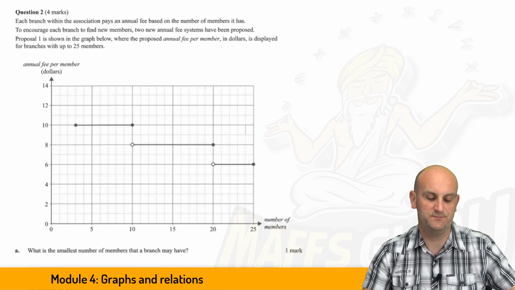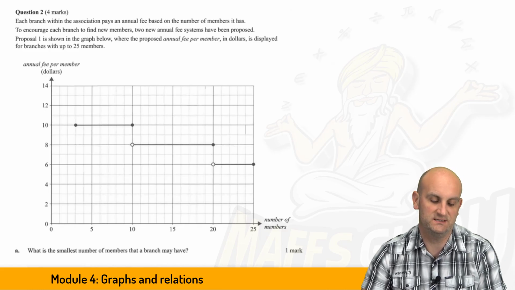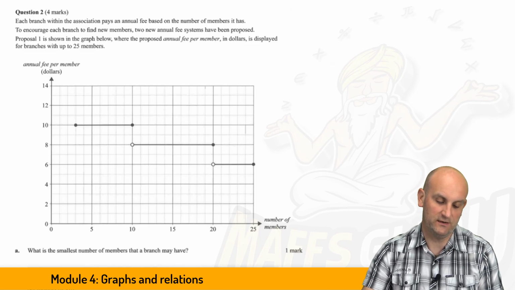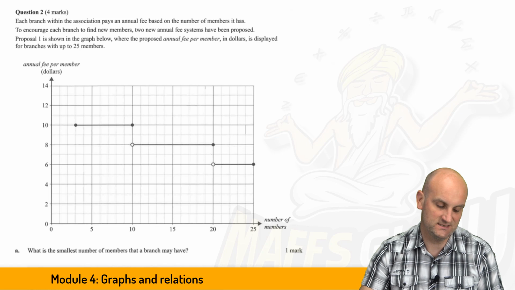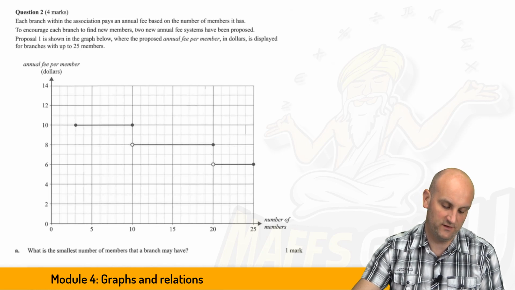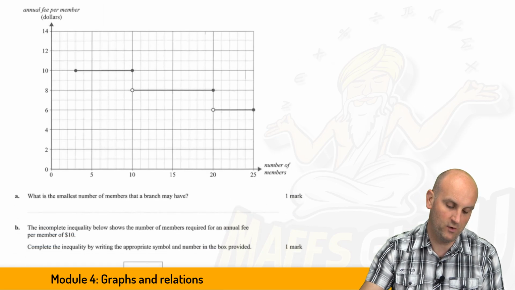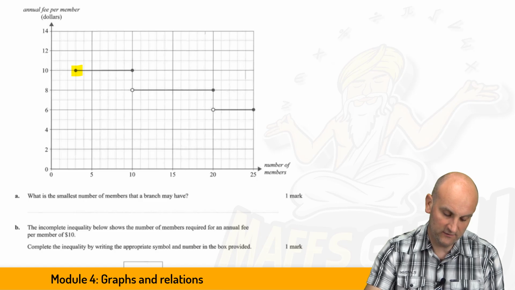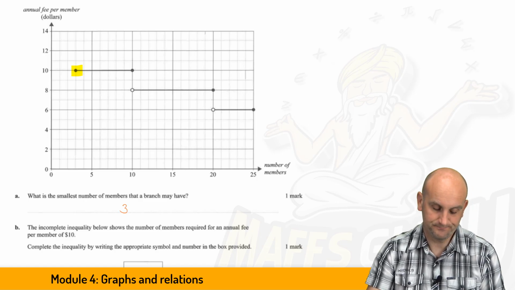Each branch within the association pays an annual fee based on the number of members it has. To encourage each branch to find new members, 2 new annual fee systems have been proposed. Proposal 1 is shown in the graph below, where the proposed annual fee per member in dollars is displayed, with the branches up to 25 members. What is the smallest number of members a branch may have? Well, basically, it seems that that is where it starts. Reading that value off gives me that the smallest number of members would be 3.